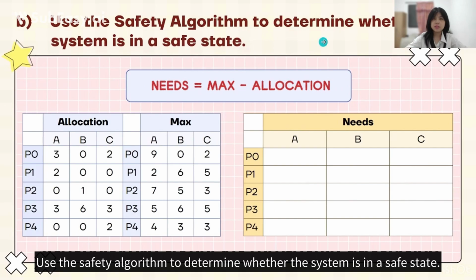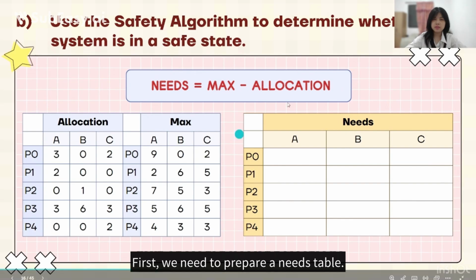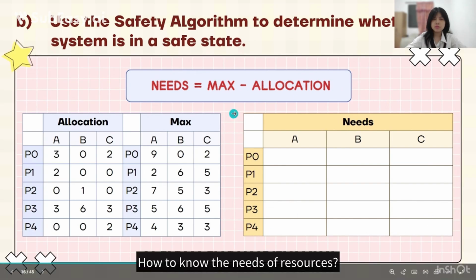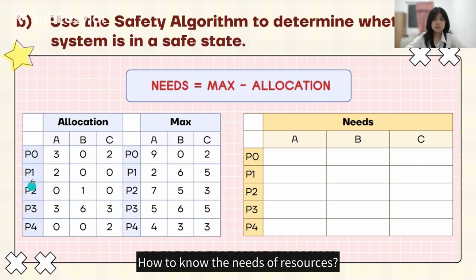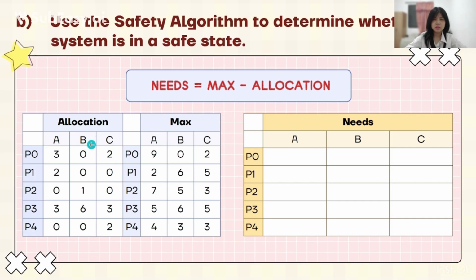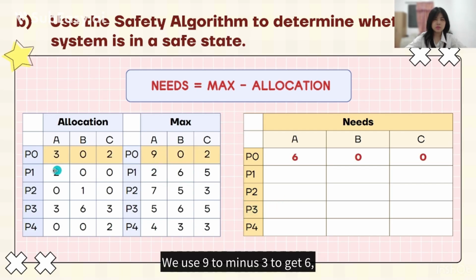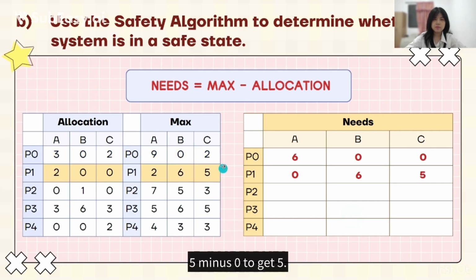Use the safety algorithm to determine whether the system is in a safe state. First, we need to prepare a need table. How do we know the needs of the processes? We can use max minus allocation. Like for P0, we use 9 minus 3 to get 6, 0 minus 0 to get 0, 2 minus 2 to get 0. And the next one is also the same. 5 minus 0 to get 5, 6 minus 0 to get 6, 2 minus 2 to get 0.